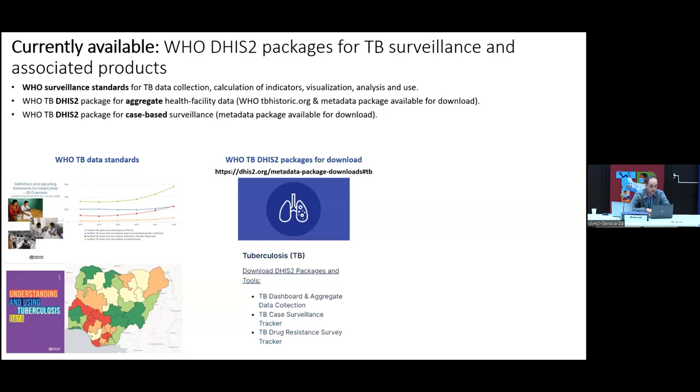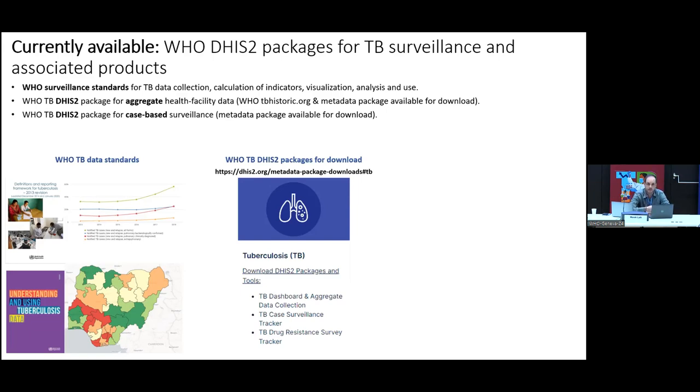So the metadata package for this aggregate DHIS2 package for TB surveillance can be downloaded from the DHIS2 website and installed on a local server so that the country can own the system and maintain it locally. The metadata for the case-based version of this package is also available for download on the DHIS2 website.